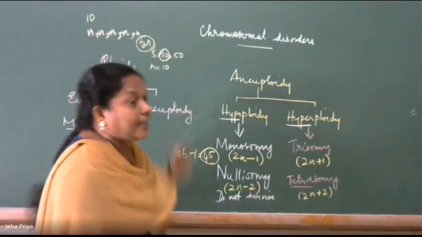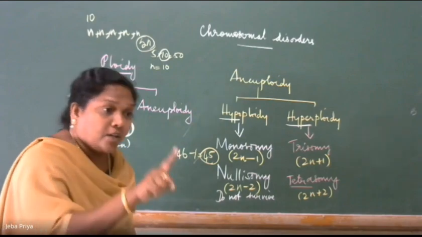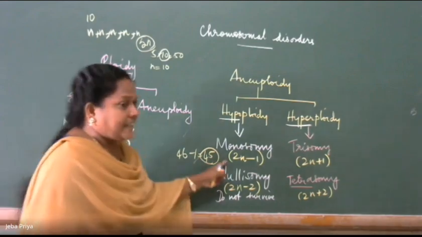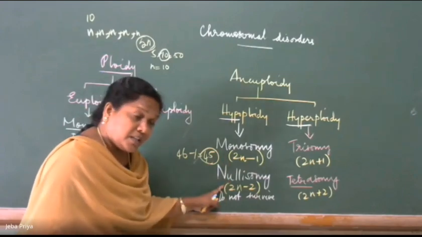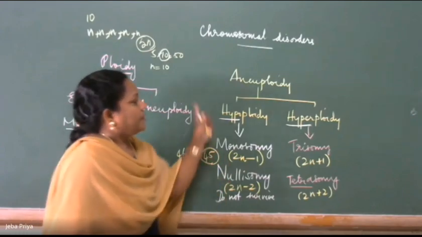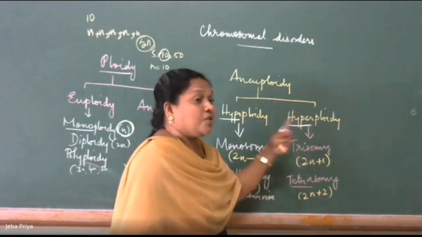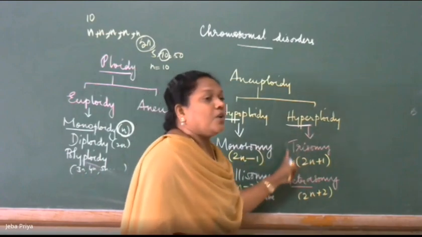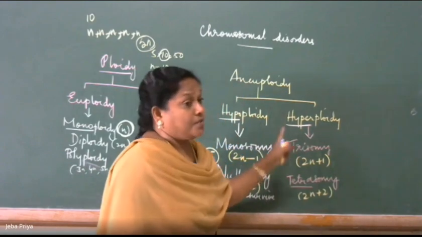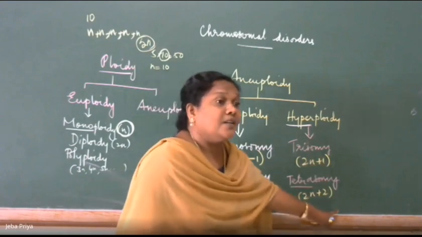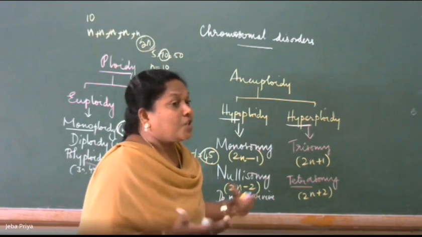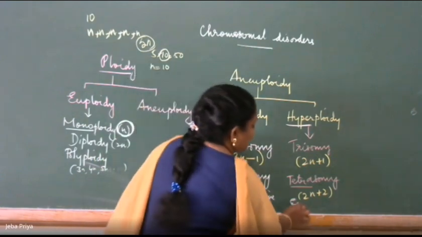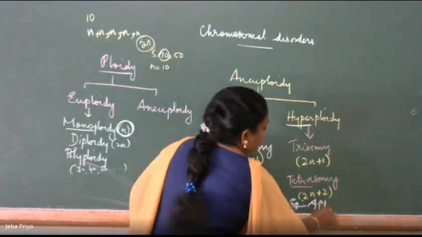Whereas aneuploidy talks only about one or two chromosomes. If one chromosome is deleted, you call it monosomy. If two chromosomes are deleted, you call it nullisomy. In hyper, if one chromosome is added due to mutation, you call it trisomy. If two chromosomes are added, you call it tetrasomy. Tetrasomy is not seen in human beings; it is seen mostly in apple and pear.